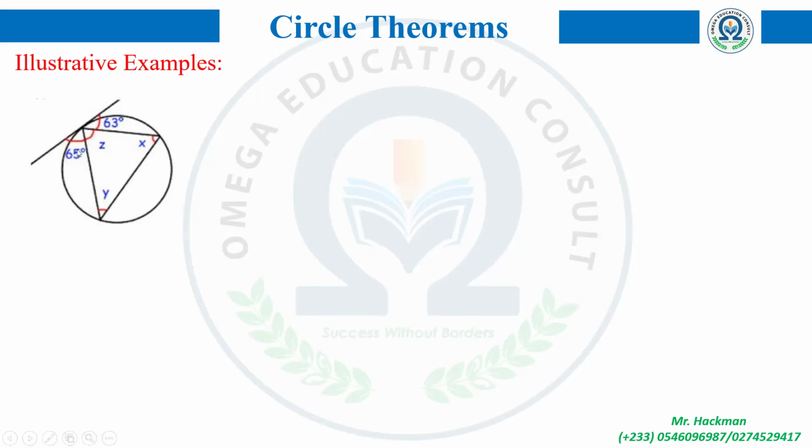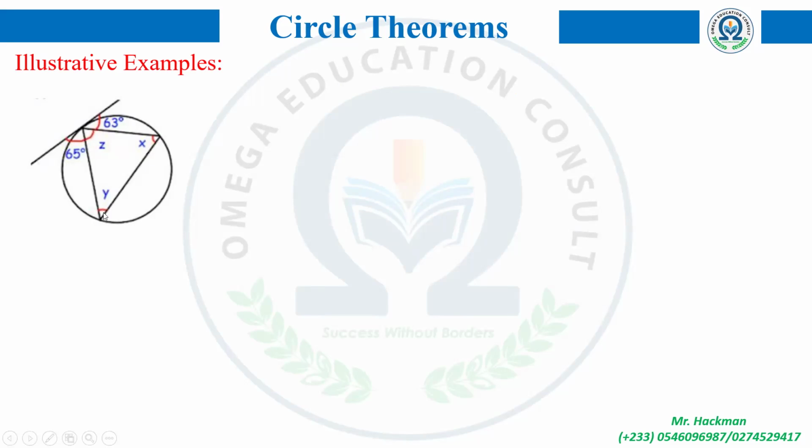Okay, then if you look at the angle 65 here, it is formed by this chord and the tangent. And this chord is making a certain angle at the circumference. So the angle that the chord makes at the circumference will be the angle in the alternate segment that must be equal to the angle the chord makes with the tangent. So it means x will also be equal to 65.